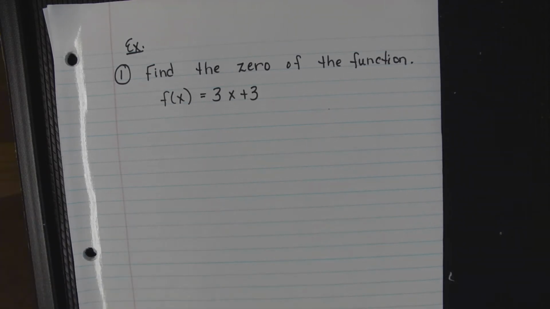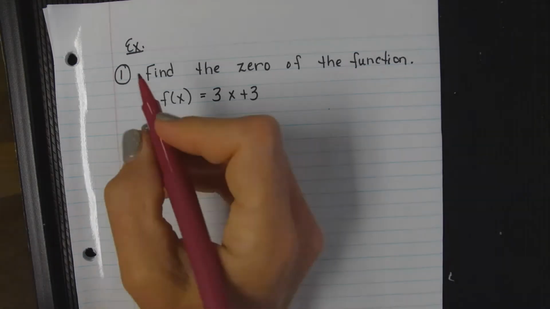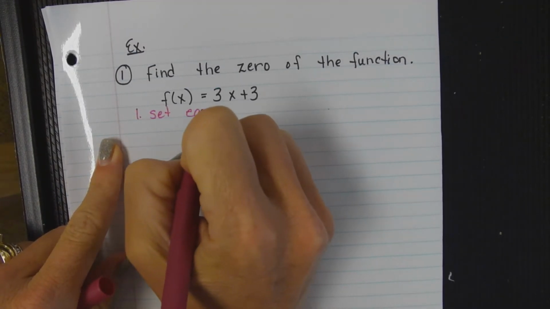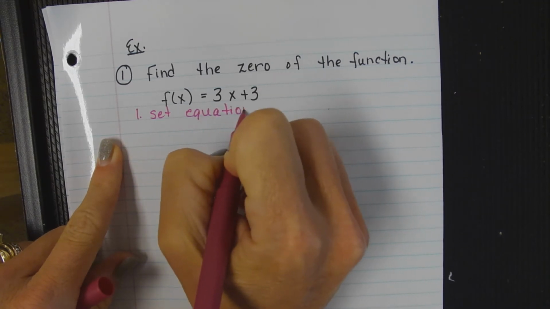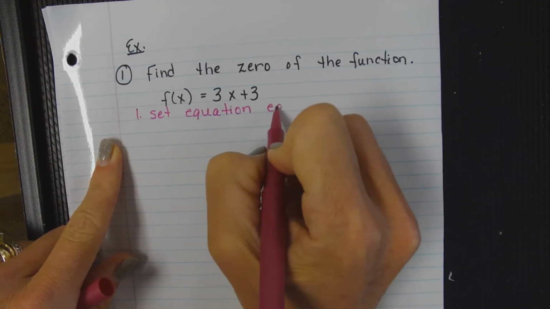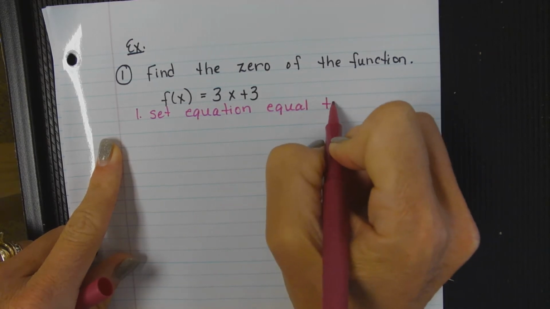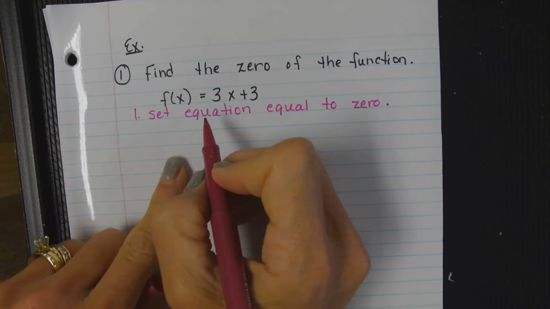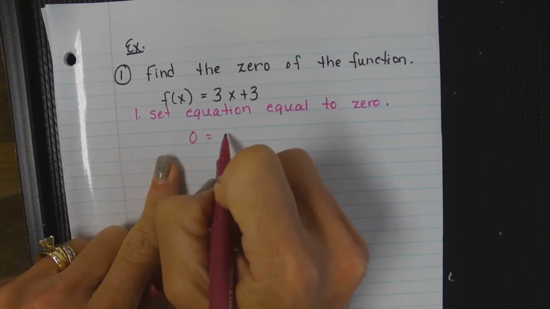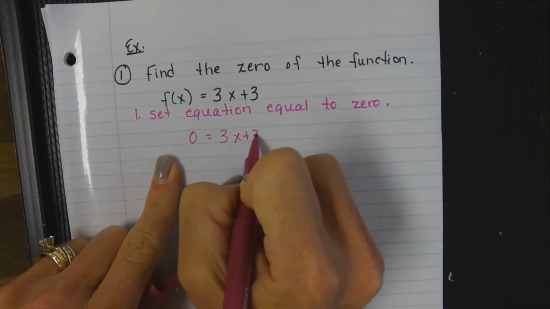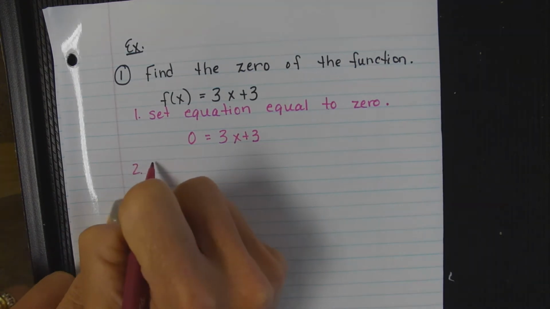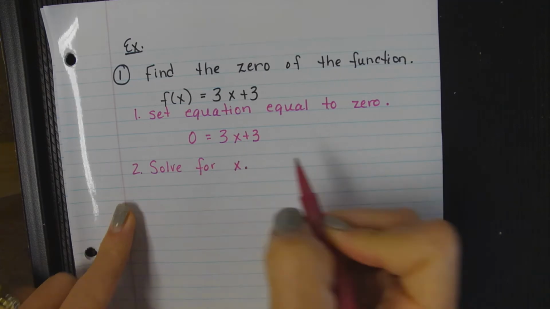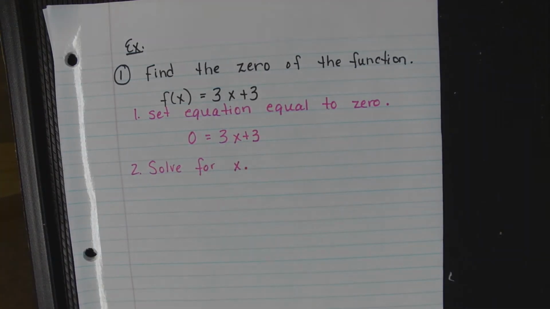First step, set equation equal to 0. So you have 0 equals 3x plus 3. Now solve for x. Do that now.